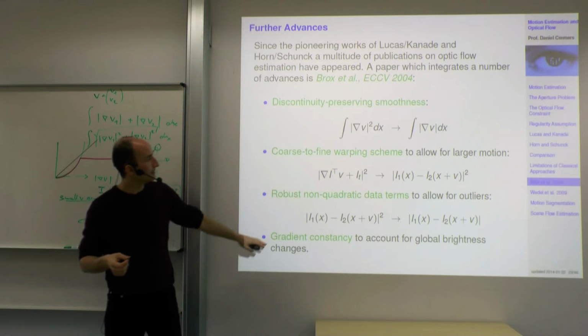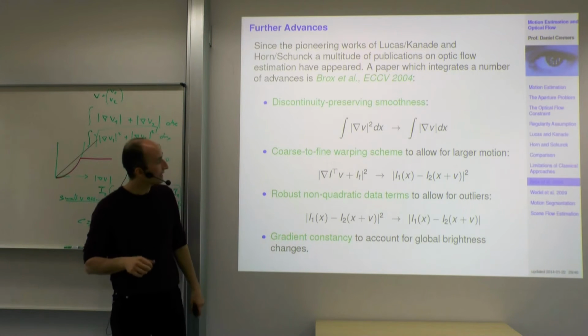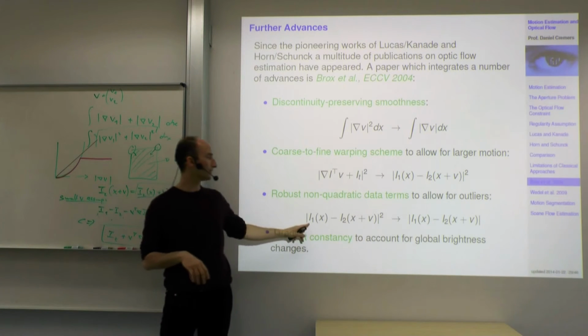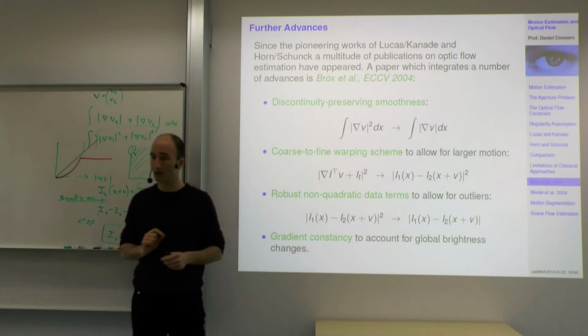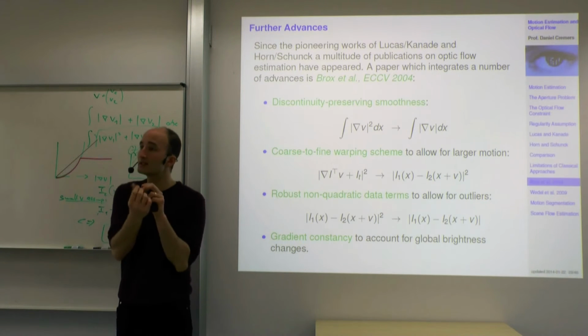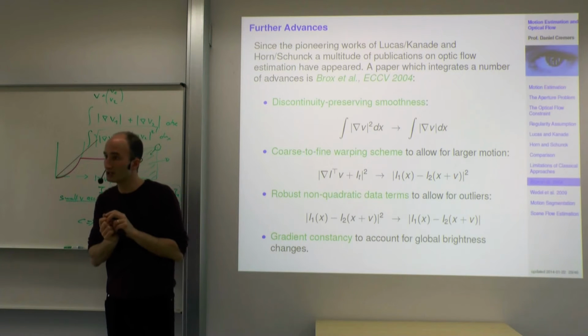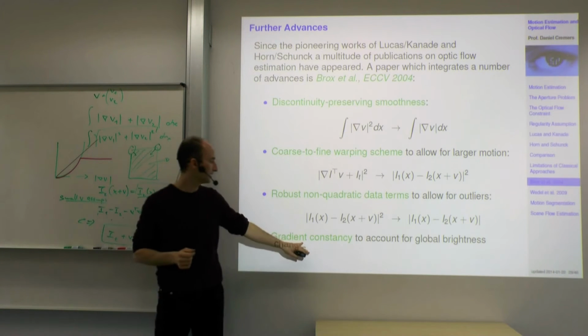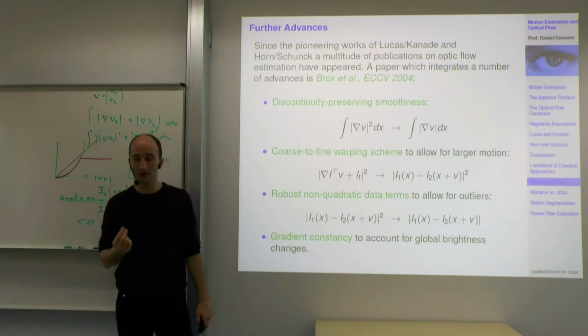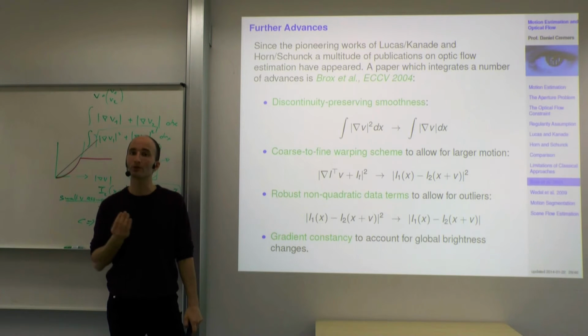And lastly, they suggest to also use the gradient constancy to account for the fact that sometimes the brightness is not preserved, but maybe at least the local brightness variation. The gradient of the intensity is an expression that doesn't depend on the absolute brightness.